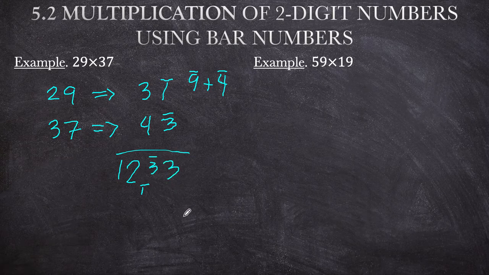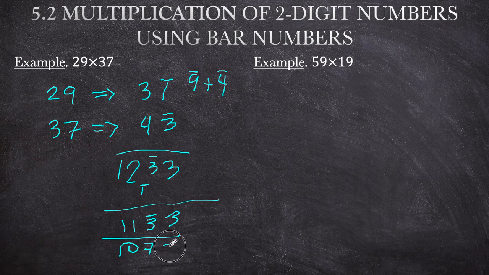Now what we're going to do here is fix the carries first. Remember, if this is a positive number, not a bar number, we add 1 to it. Since it's a bar number, we do the opposite: instead of adding 1, we deduct 1. So this becomes 1, 1, bar 3, 3. Getting rid of the bar number, with all from 9 and the last from 10, we have 1073. And that's our answer for this example.